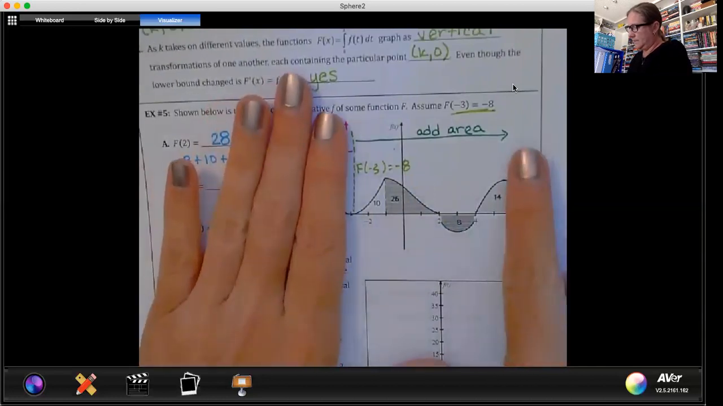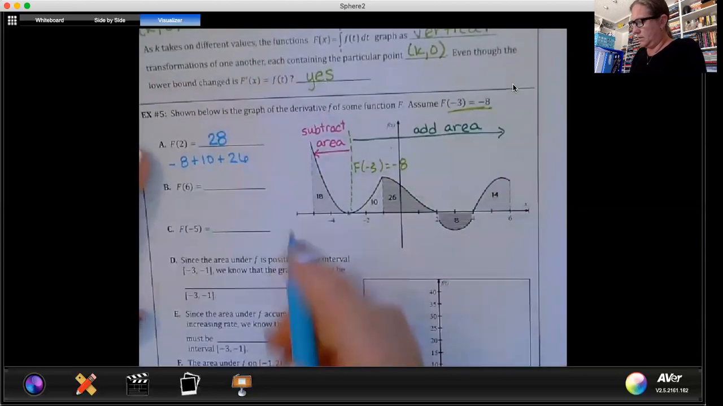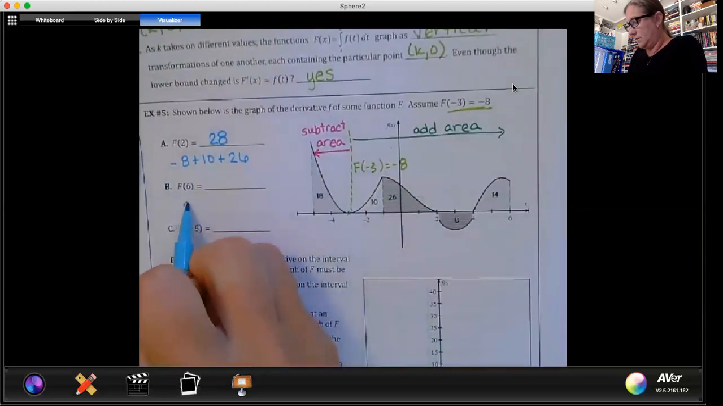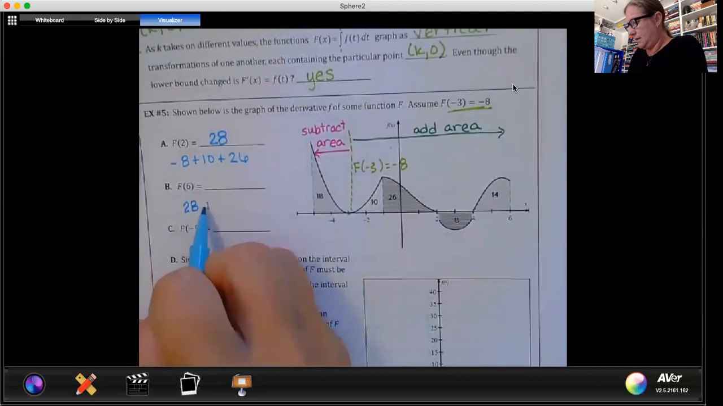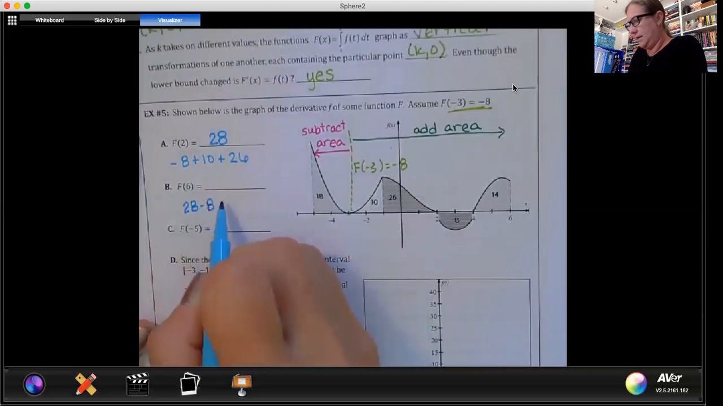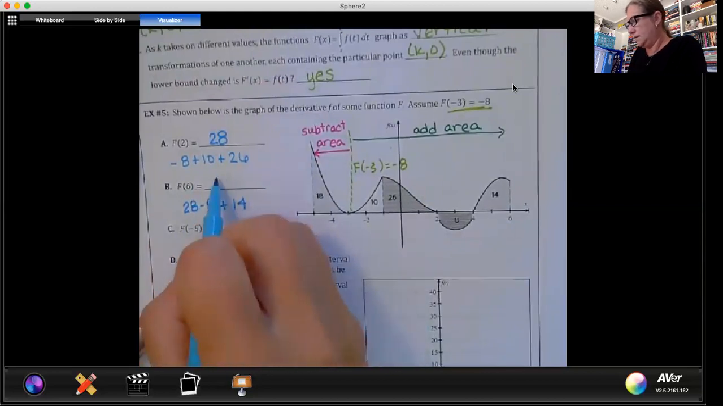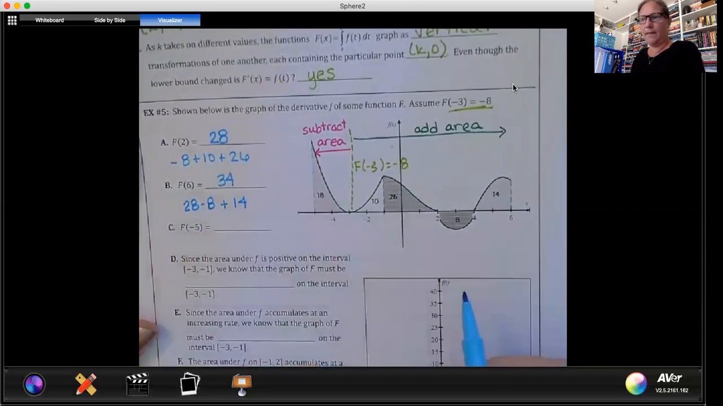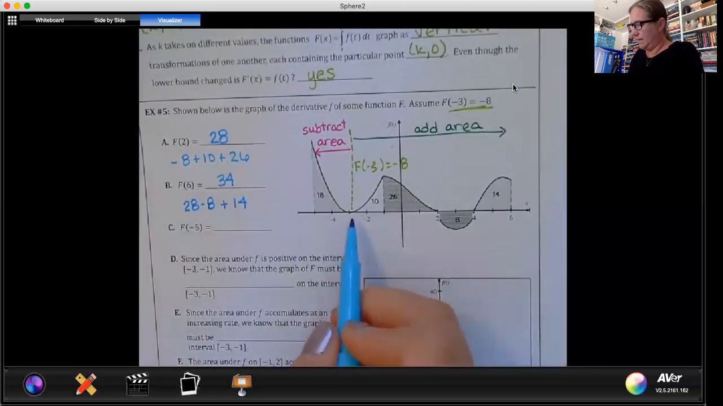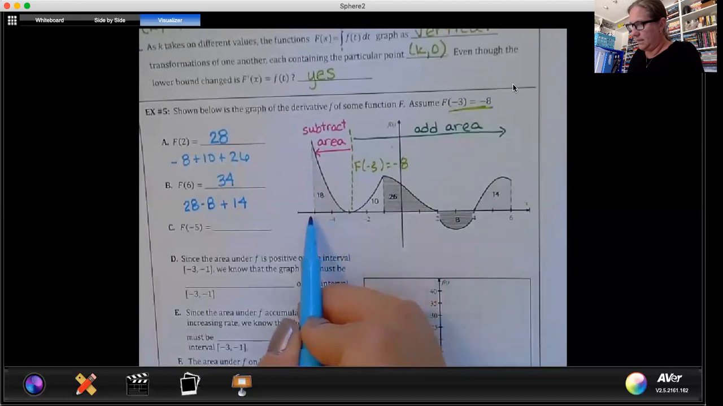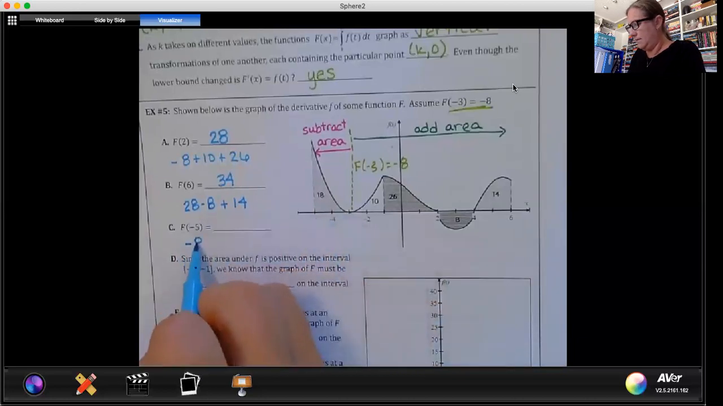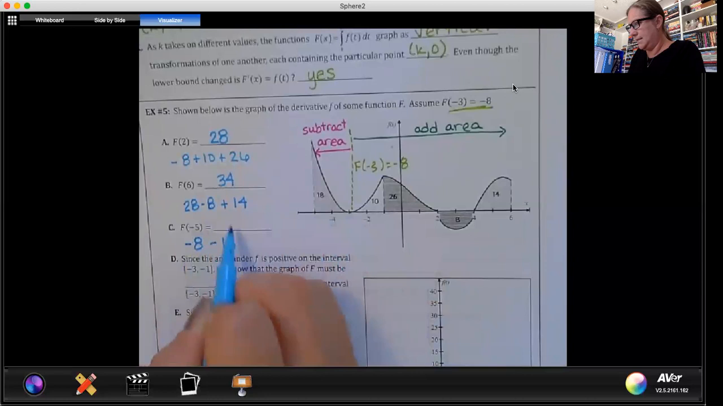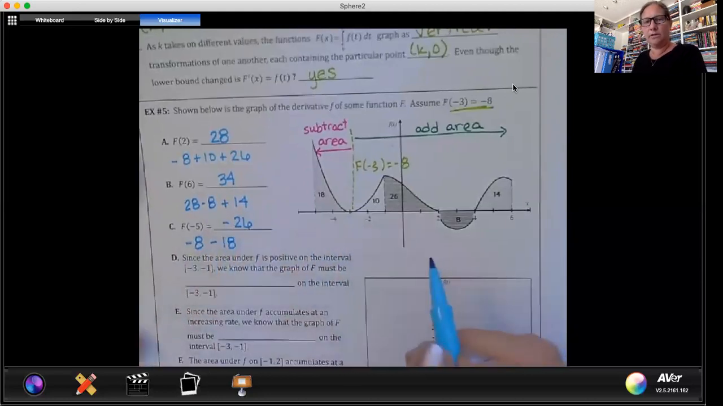F of 6. So our last value is 28 minus 8 because it's below the x-axis, plus 14 is 34. F of negative 5. Negative 5 we go in this direction. So negative 8 minus 18 is negative 26. So it's your initial value minus your area to the left.